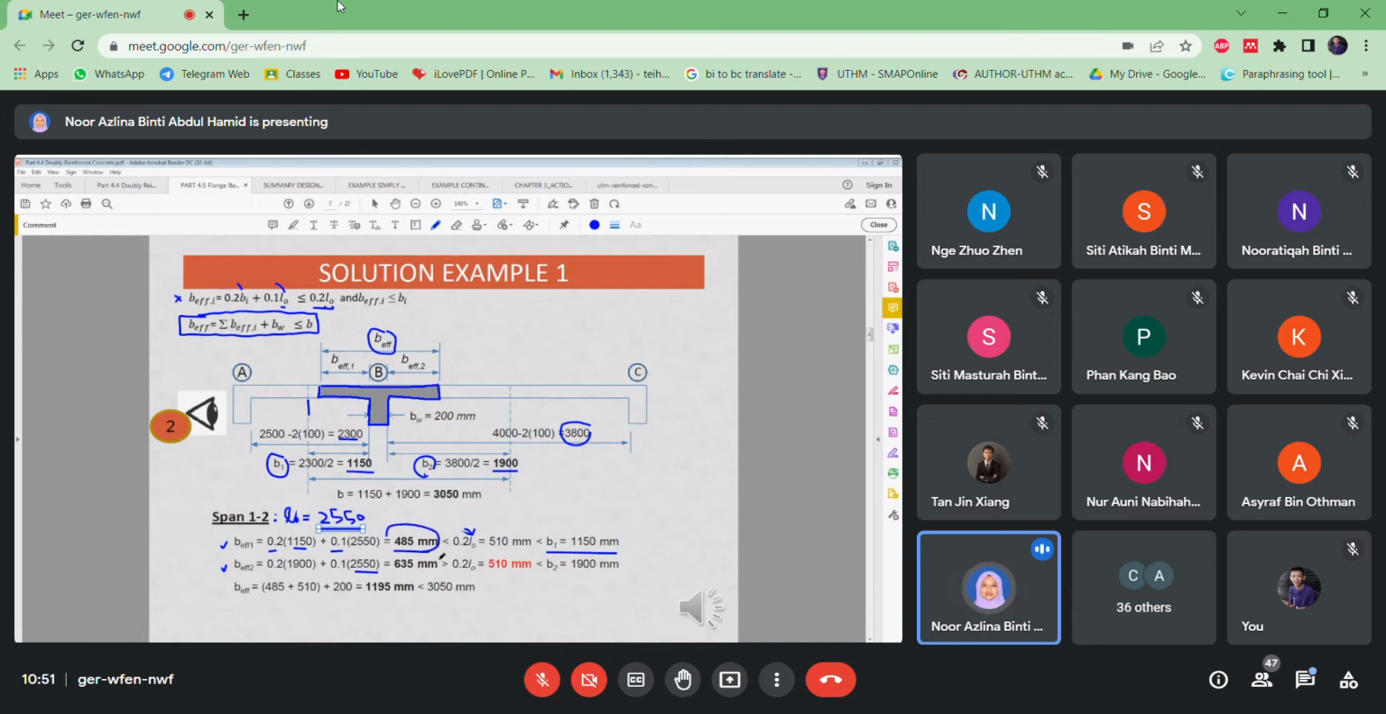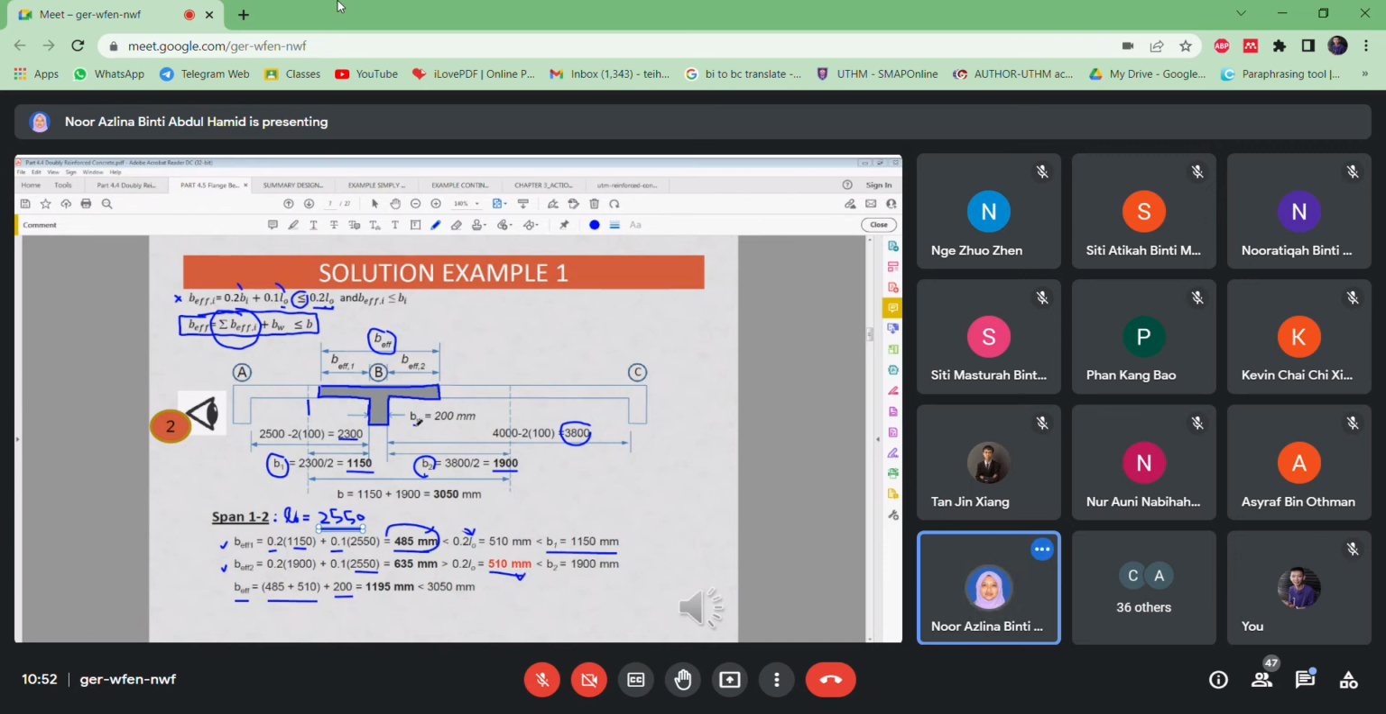But this one is more, right? It should be less than or equal to 0.2 LO. So if the value is more than it, that means you need to use 510. Okay, you need to use the limit value here, which is 510. So in order to compile all the B effective 1 and B effective 2, which is this is the completion, the total of both sides. So 485 and 510. Okay, plus dengan BW.